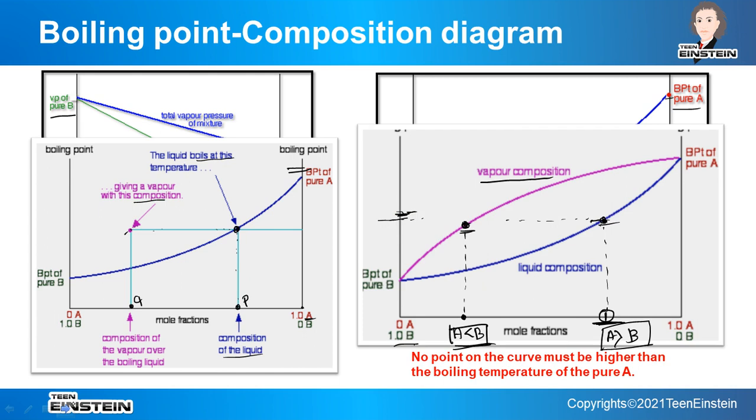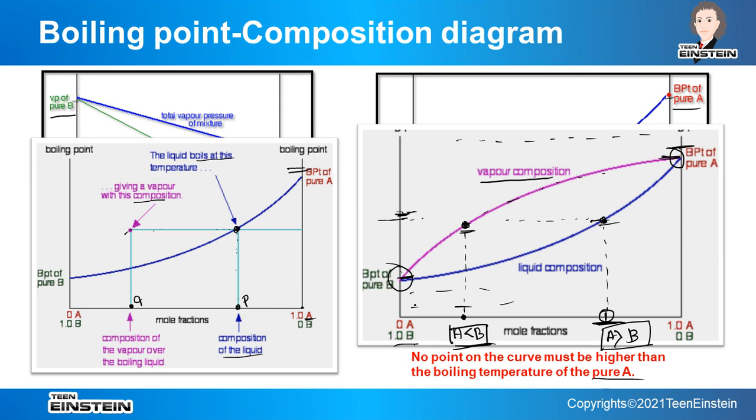So here no point on the curve must be higher than the boiling point of the pure A. So what is the meaning of it? This purple curve that we have drawn, if you look carefully, this is the maximum point and this is the minimum point. Any point on the curve lies in between the boiling point of B and A. If you consider any of these points, it is never higher than the boiling point of A, that is, in this region there is no point. And also in the region below the boiling point of pure B, in this region also there is no point. So no point on the curve must be higher than the boiling temperature of the pure A.